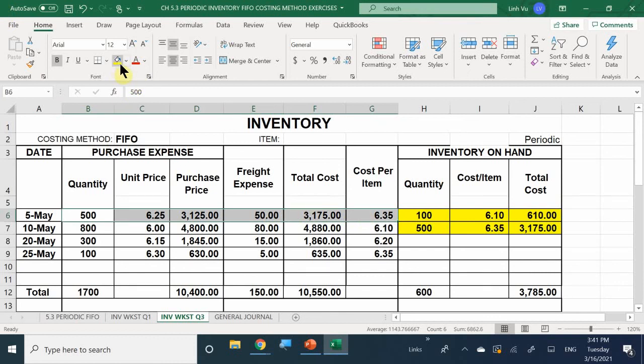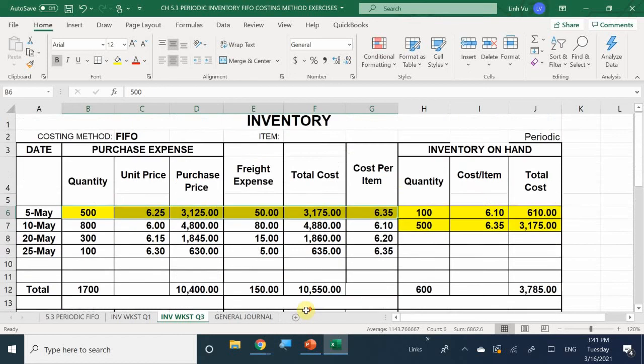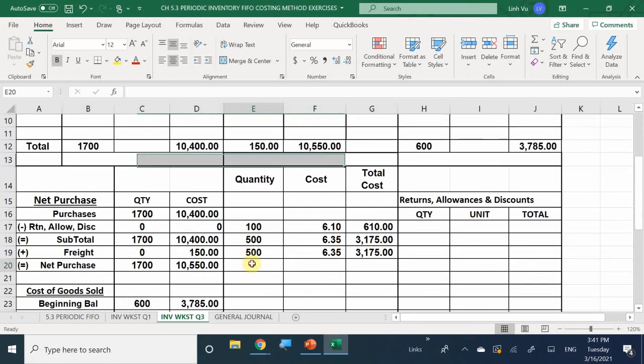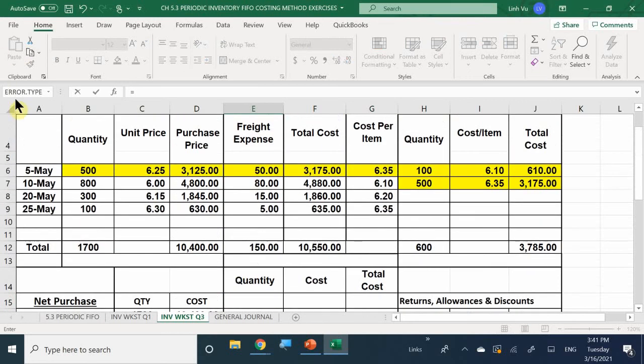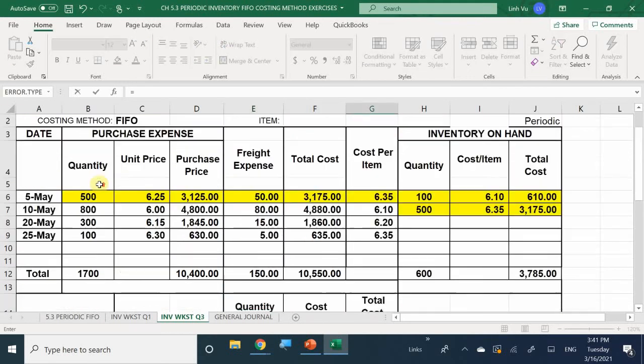Okay? So now that we got rid of my 500 batch right here, what's next? How many more do I need to sell, and which batch am I going to take it out from? So first off, how many more items do I need to sell? I've sold 1,100 so far. You need to sell 800 more. So let's look at our second batch. What was our second batch? 800. Perfect. I'm going to get rid of this whole entire batch right here. So 800. Okay. How much is it going to cost me to sell that entire batch? 4,880. Okay, good.